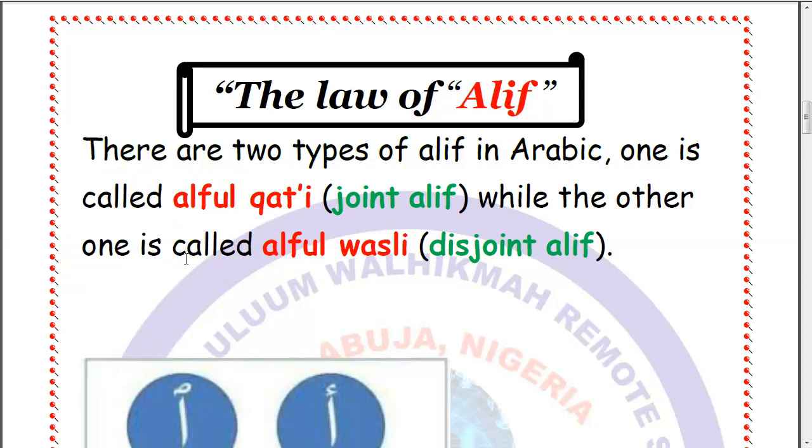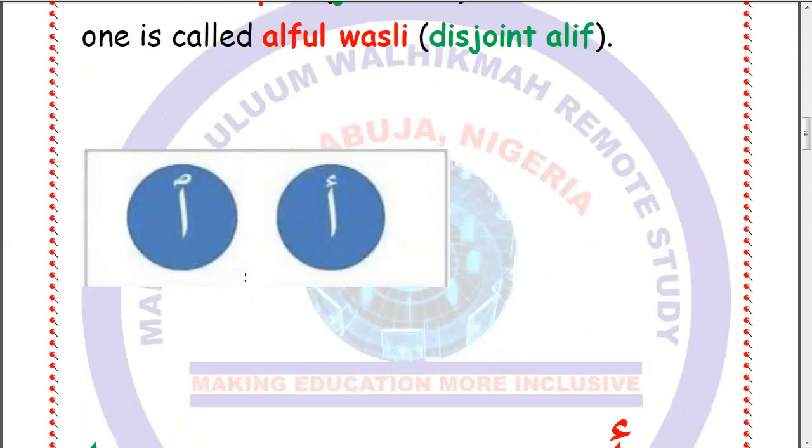Wherever you see Alif al-Qati, you must read it. So Alif al-Wasli, joint Alif. You can only read it at the beginning of a word or at the beginning of a verse of the Noble Quran. You don't read it in the center of a verse. Once again, Alif al-Qati means disjoint Alif, while Alif al-Wasli means joint Alif.